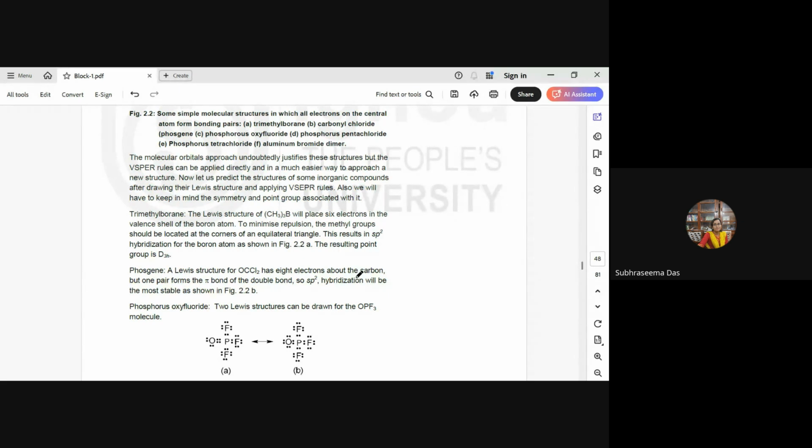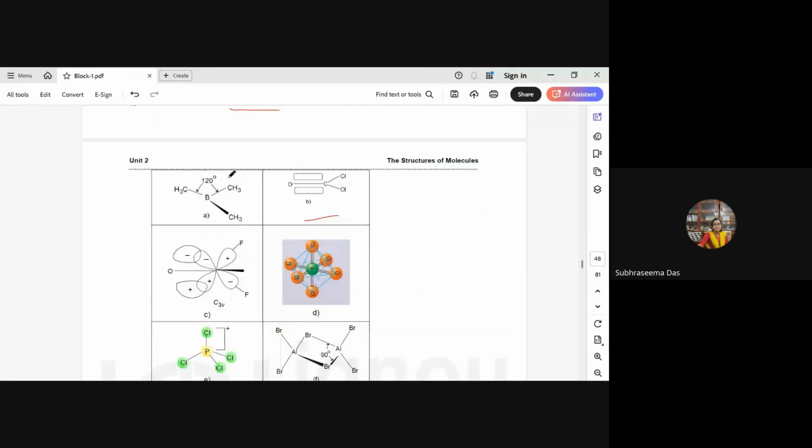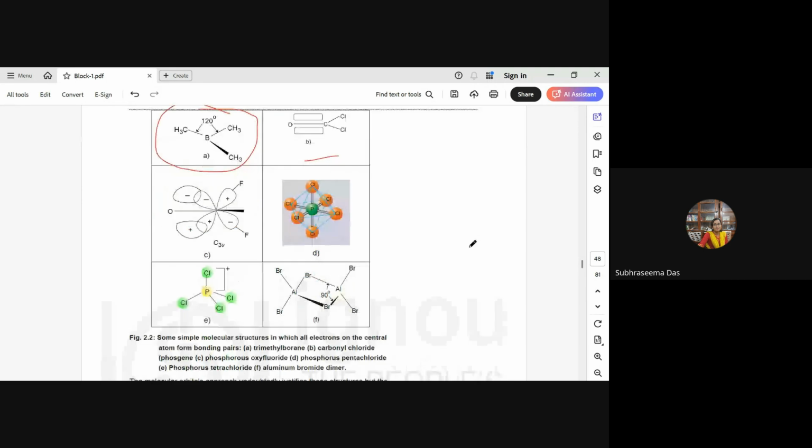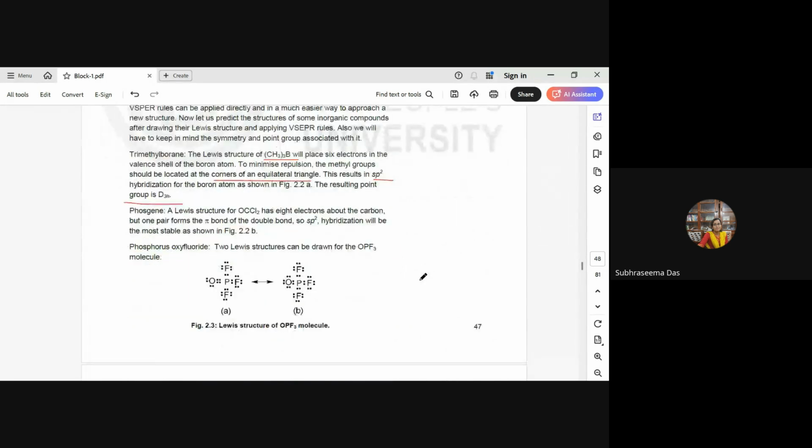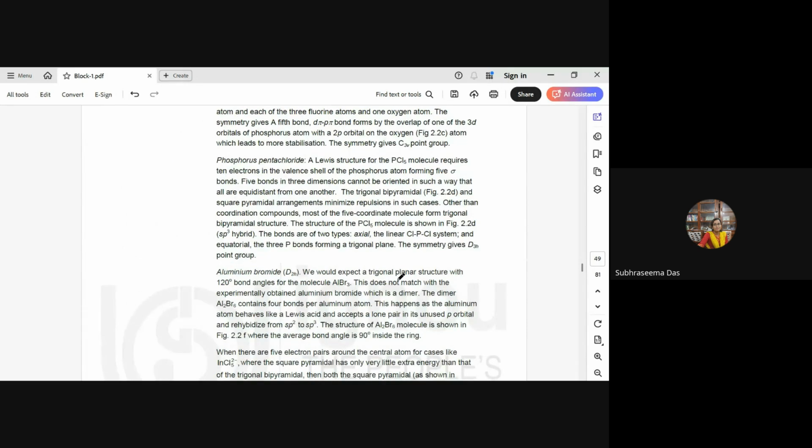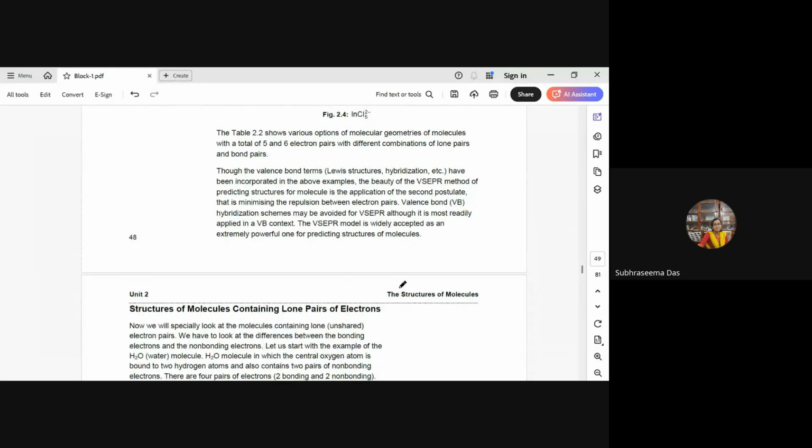Now we'll predict the structure of certain inorganic compounds by applying VSEPR theory, for example trimethylboron. The Lewis structure of B(CH3)3, trimethylborane, places 6 electrons in the valence shell of the boron atom. We then minimize the repulsion, so the methyl groups should be located at the corners of an equilateral triangle, which gives sp2 hybridization. The resulting point group is D3h. So this is how it will look. We will always place the groups in such a way that minimizes the repulsion. Some other examples have been shown here for different types of atoms.